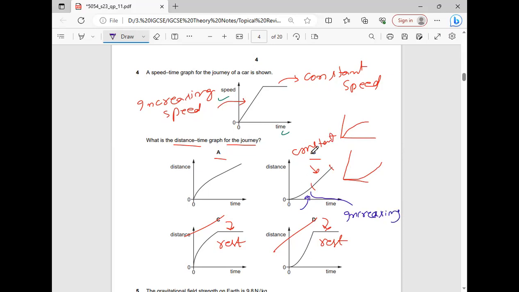So which option is correct? Now option B is the correct answer. So don't mix this one with this one. In a distance-time graph, this line shows that the body is at rest, while in a speed-time graph, this line shows that the body is moving with constant speed.